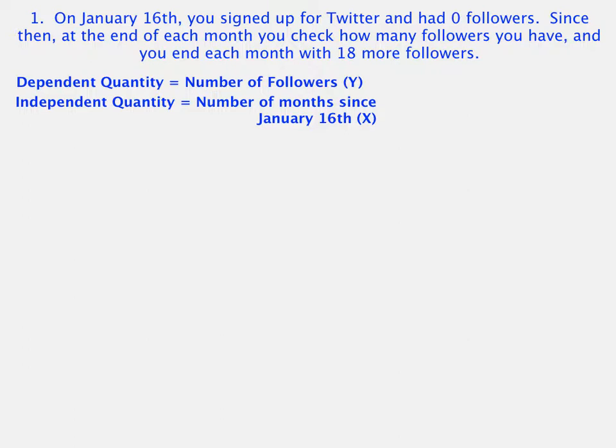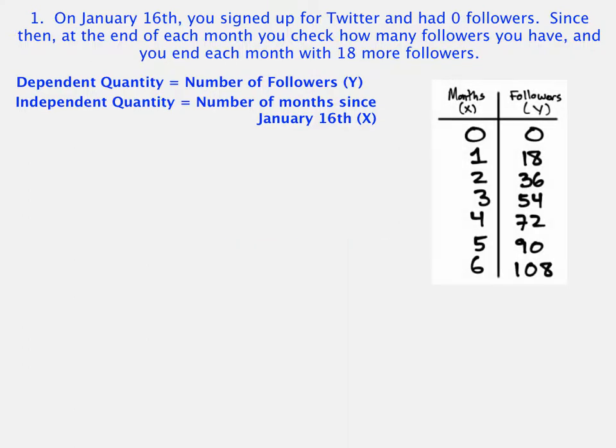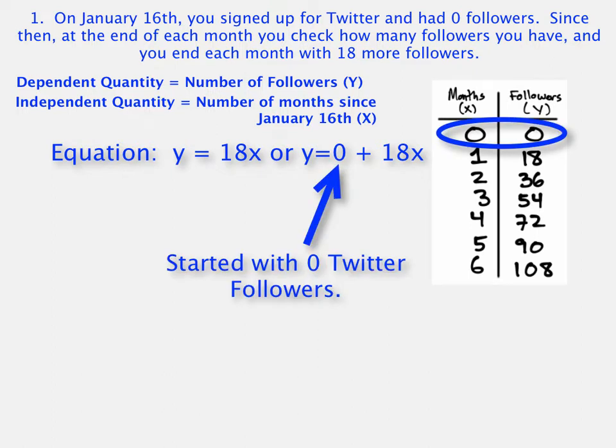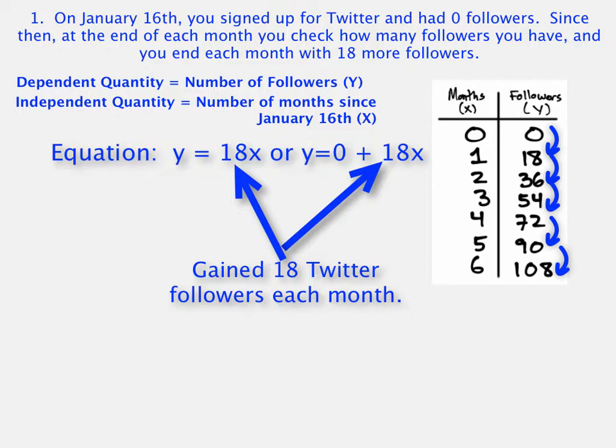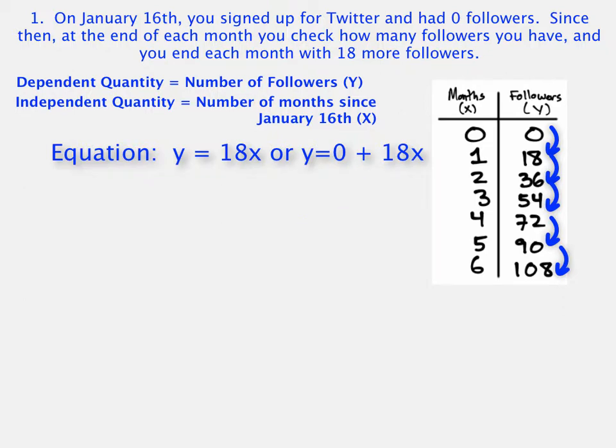Okay, now it's time to make some ordered pairs for this relationship on that table of values on the right. So why don't you take a moment to do that, and then we'll reconvene. Now that we've got these ordered pairs, it's time to make our equation. I think our equation is going to be y equals 18x, or y equals 0 plus 18x. 0 representing how many Twitter followers you started with, none, and this 18 representing how many new Twitter followers you had at the end of every month.